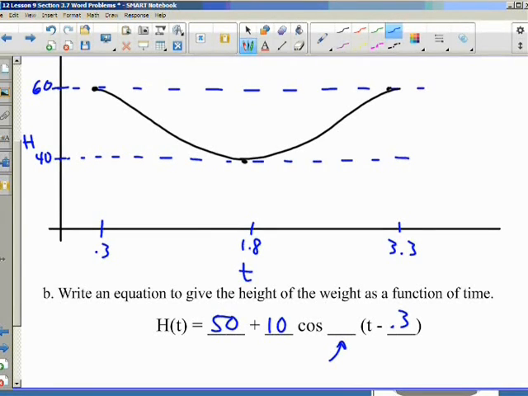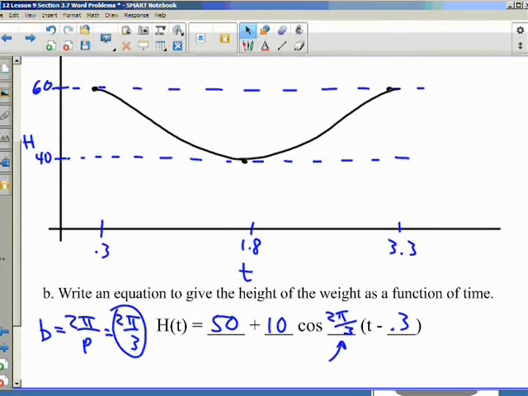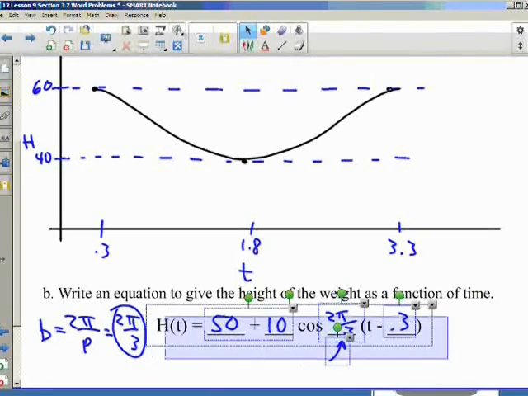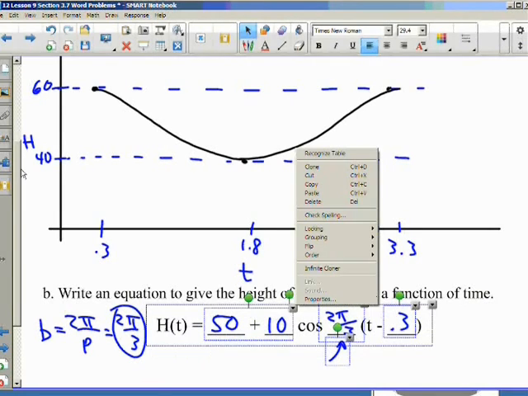So the only thing left to really look at here now is this horizontal dilation factor, and it equals 2 pi over the period, which in this case the period's 3 seconds. So we just put 2 pi over 3. All right. Now this is a useful equation. We're going to use this in the next slide.